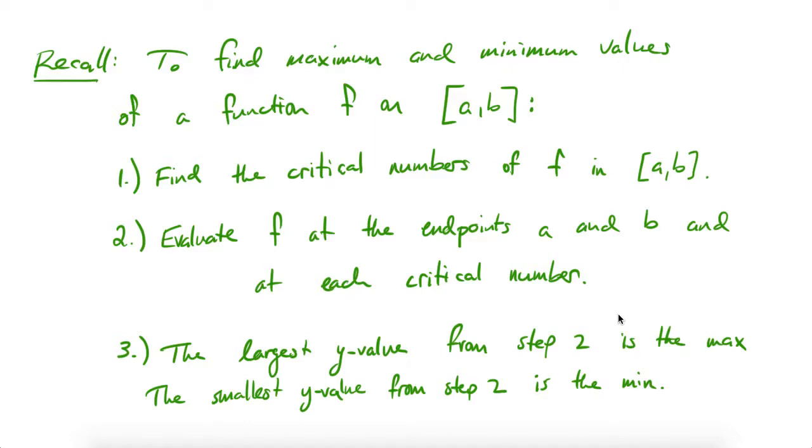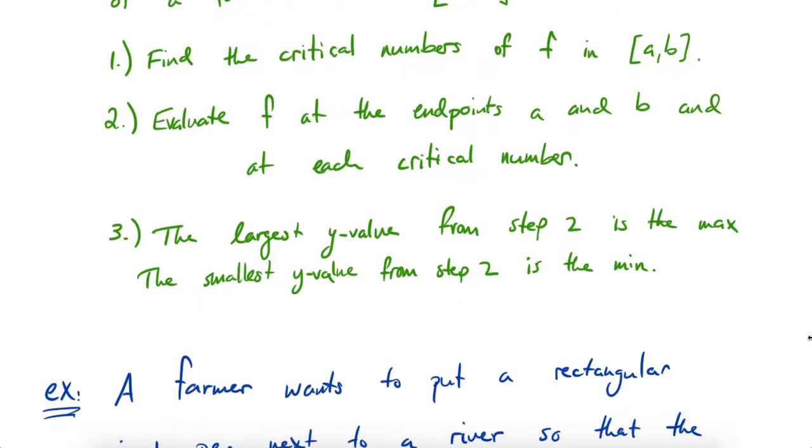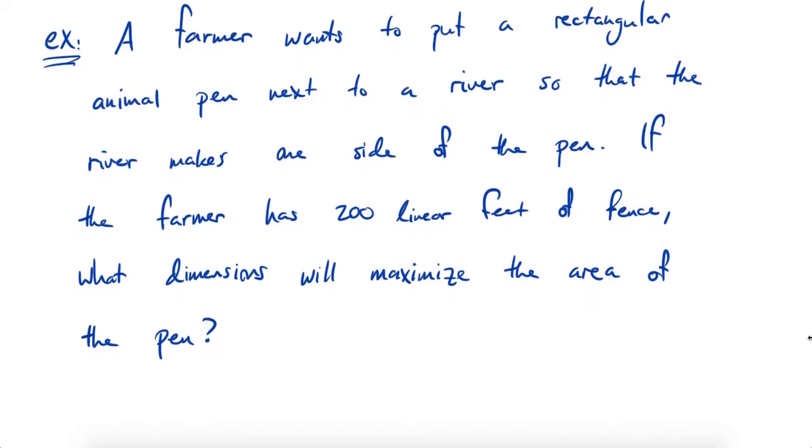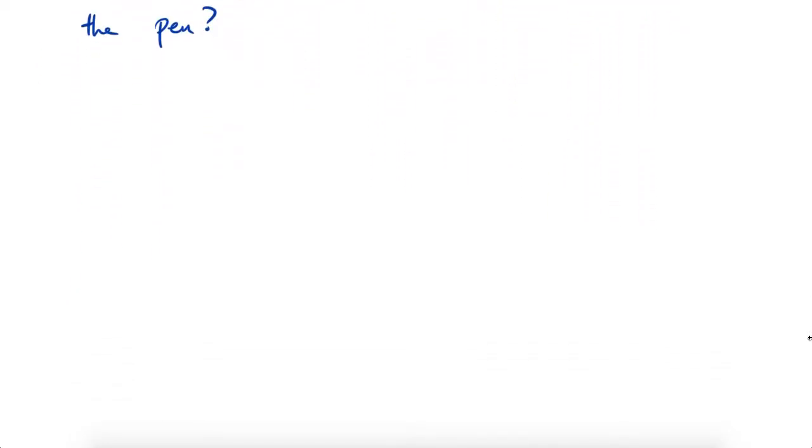Okay, so let's see what optimization looks like. Basically what we're going to be doing is using the extreme value theorem, but also adding the layer that these are usually word problems. So for example, this is a classic one. A farmer wants to put a rectangular animal pen next to a river so that the river makes one side of the pen. If the farmer has 200 linear feet of fence, what dimensions will maximize the area of the pen?